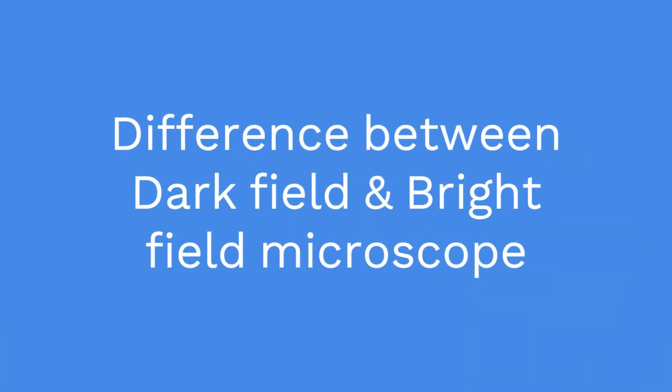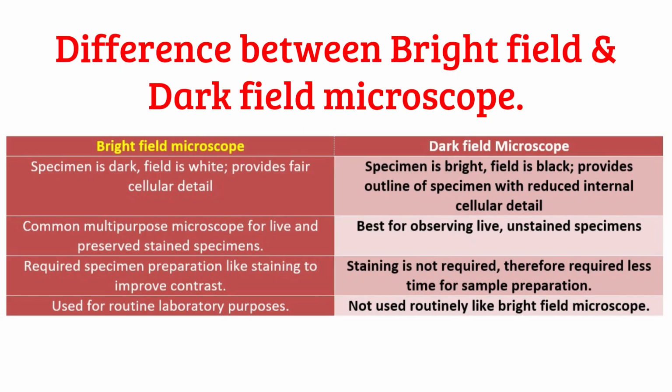Now let's check the difference between the darkfield and Brightfield microscope. In the Brightfield microscope, contrast is generated due to absorption of direct light by the specimen, whereas the background looks brighter. But on the other hand, in the darkfield microscope, only refracted light from the specimen is collected, and from the background, no light is coming. As a result, the background is darker and the object looks bright. The Brightfield microscope is routinely used for laboratory purposes, but on the other hand, the darkfield microscope is used to observe live and unstained cells only. In order to increase the contrast in the Brightfield microscope, stains are used that are not required in the darkfield microscope. That means sample preparation is easy and direct.